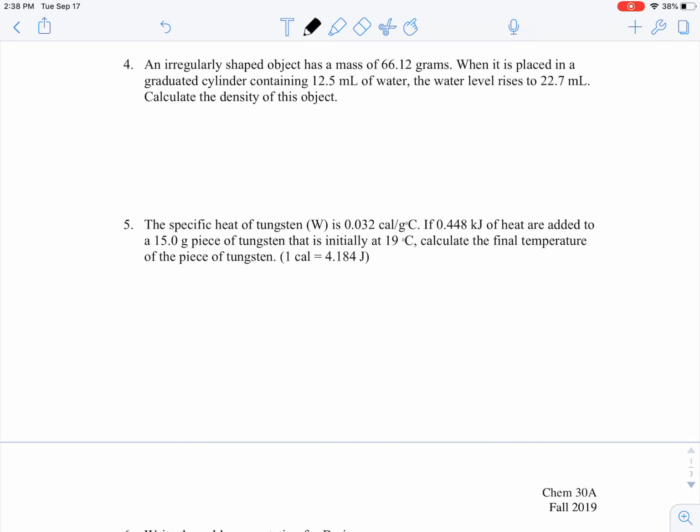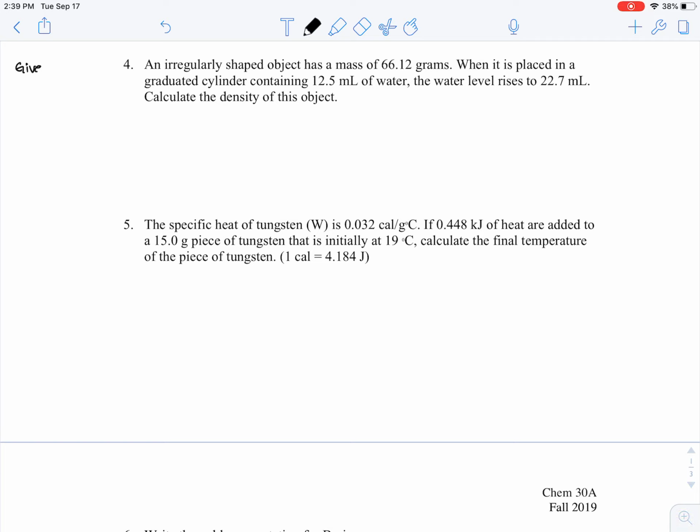An irregular shaped object has a mass of 66.12 grams. When it is placed in a graduated cylinder containing 12.5 milliliters of water, the water level rises to 22.7 milliliters. Calculate the density of this object.